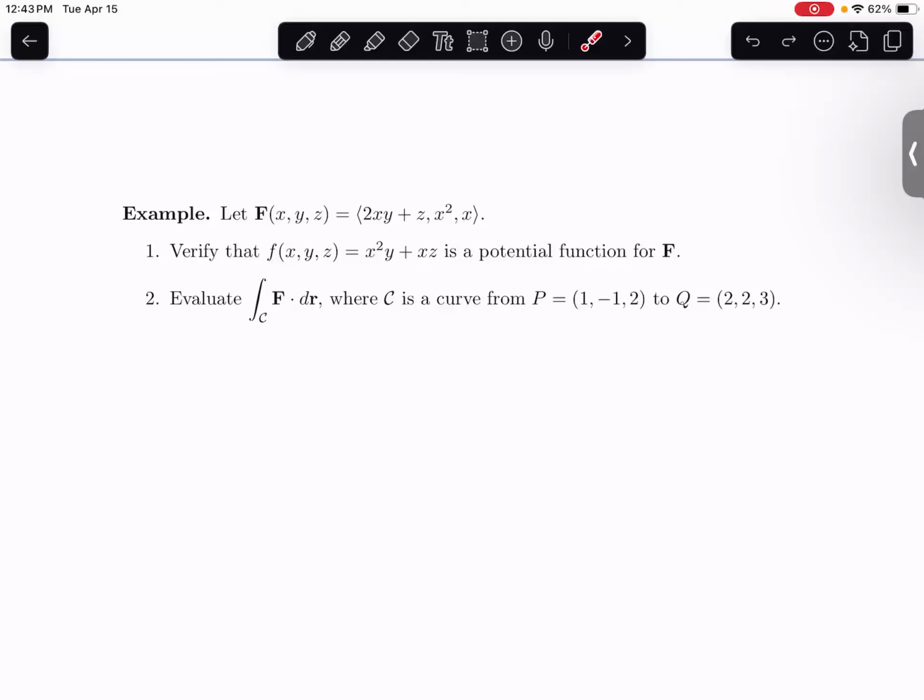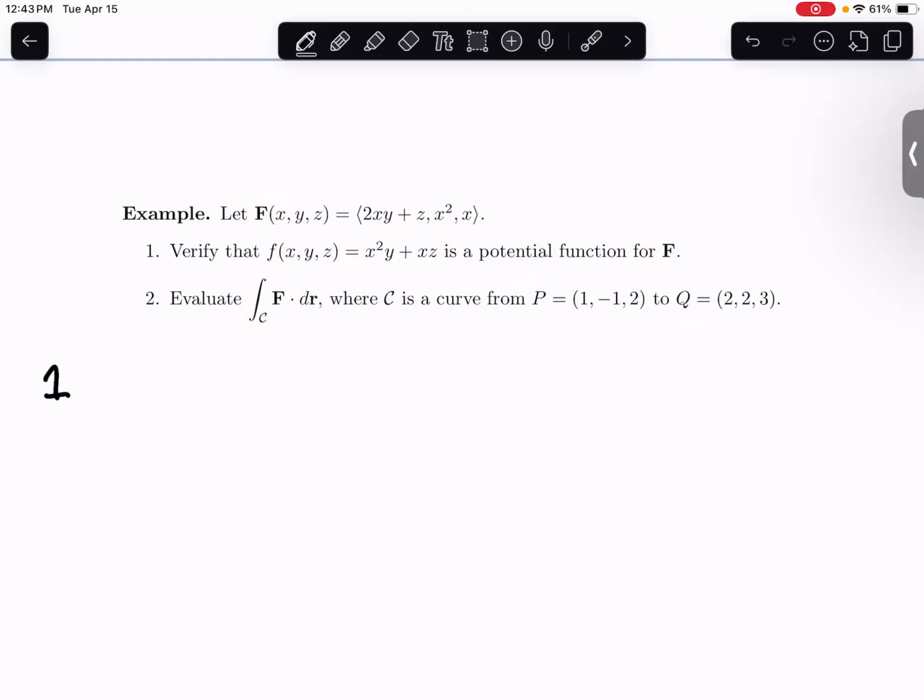So the first thing it wants us to do is verify that f of x, y, z, which is given by this function here, actually ends up being a potential function for big F. This just means take the gradient of little f and show it ends up being equal to big F. And once you know that, it wants you to evaluate the vector line integral of big F, where C is any curve that starts at P and ends at Q, as written.